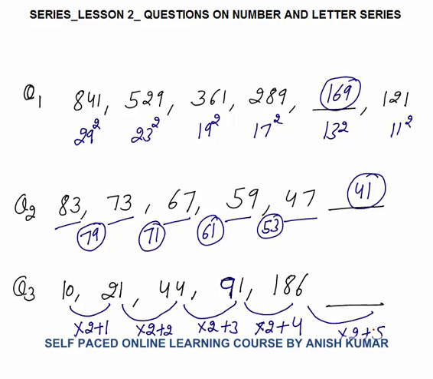Now this you must be able to calculate verbally. 186 into 2 will give you 372. Why so? Because 180 into 2 is 360, 6 into 2 is 12. 360 plus 12 is 372 plus 5. 377 is your final answer.